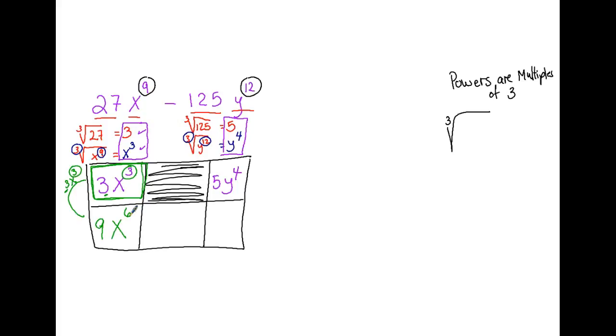Then, you're going to do the same here. Whatever is in that box times itself, so 5y to the 4th times 5y to the 4th. You're going to get 25y. When you multiply, you add the powers, y to the 8th. Okay?